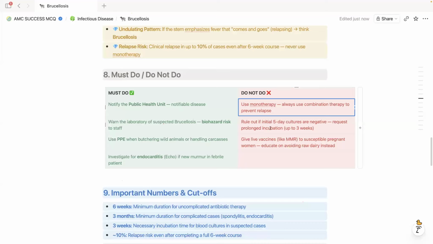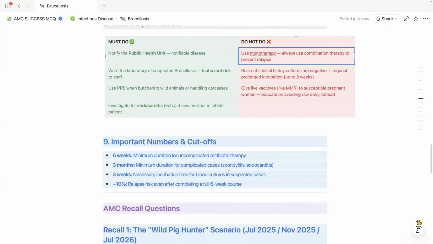Don't rule out if the initial 5-day cultures are negative; request prolonged incubation beyond 3 weeks. Avoid live vaccines like MMR in susceptible pregnant women; educate them on avoiding raw dairy instead. Don't give MMR in pregnancy.